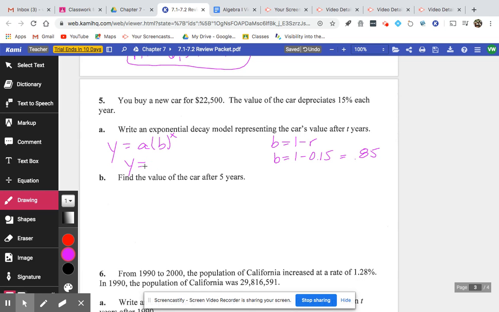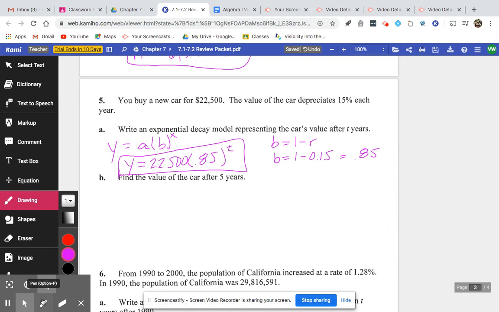So y equals 22.5 times 0.85 to, and I'm going to say after t years. And there we go. Now, why did I choose t instead of x? Because we're finding it after t years.